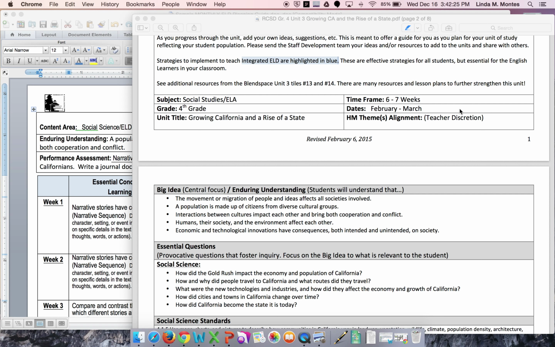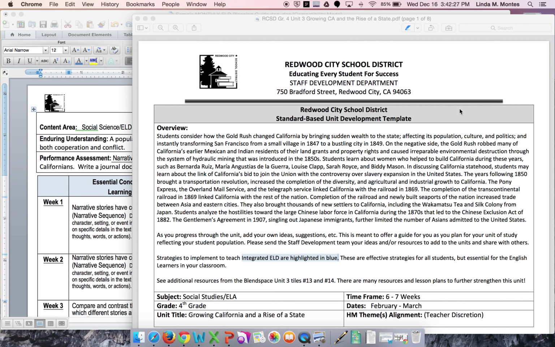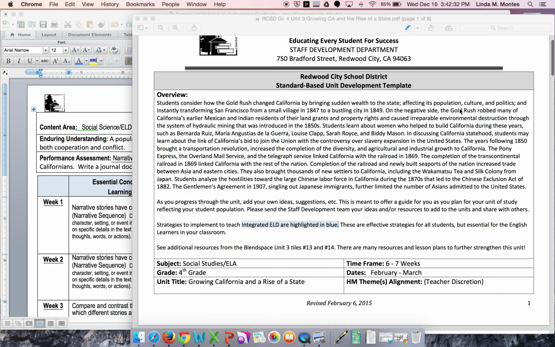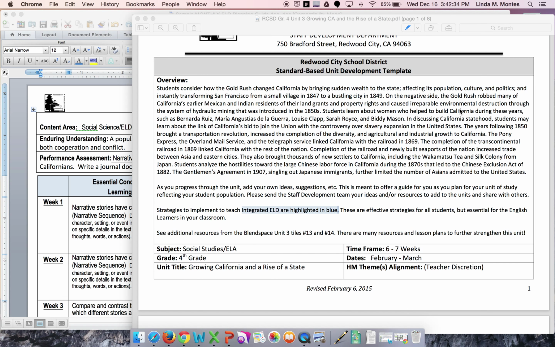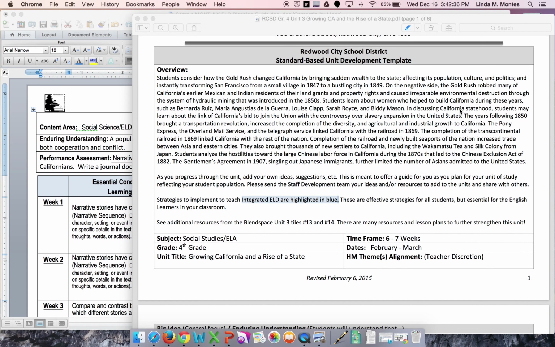So first of all, you all know that in your blend space you're able to find these social science units that have been developed that are standard based and Common Core aligned. We've spent lots of time talking about that already.